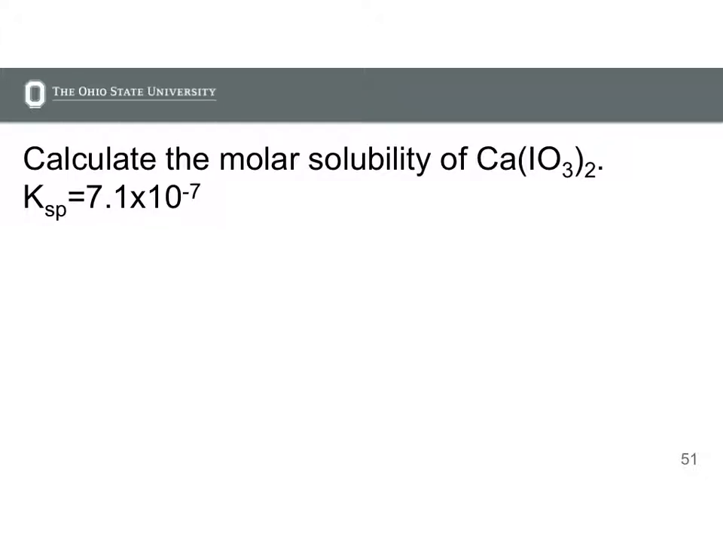Let's look at calculating the molar solubility of calcium iodate, and this time we're given the value for KSP. So now we're looking for X. What I recommend doing is to write out your equilibrium, the solid in equilibrium with the ions, filling out an ice table and plugging that into your equilibrium constant expression. I'll let you work on that for maybe a minute and then we'll regroup.